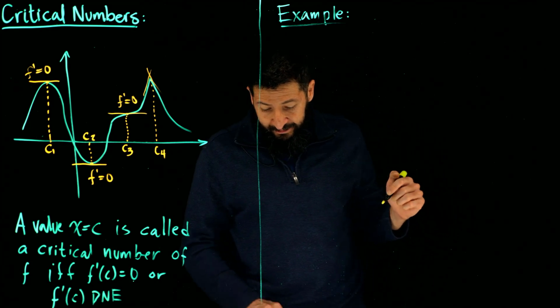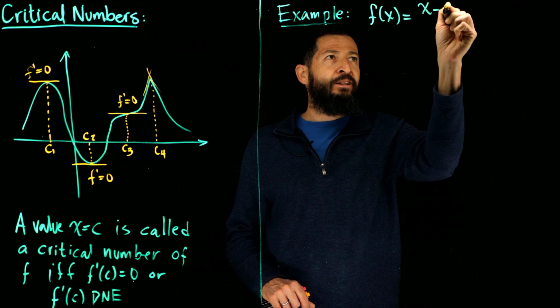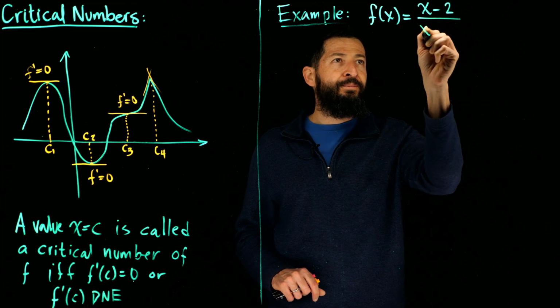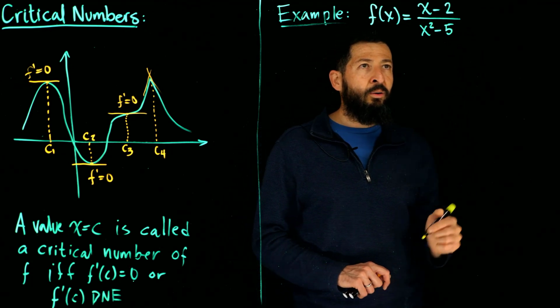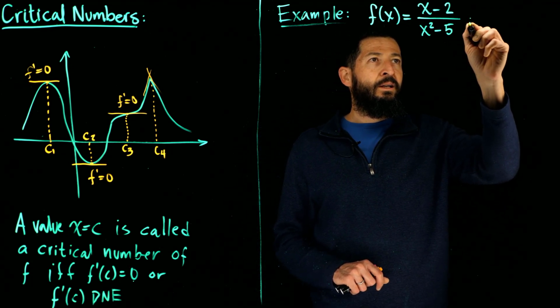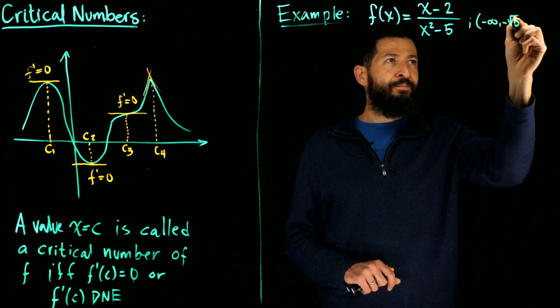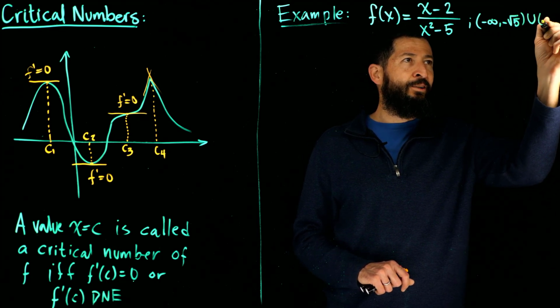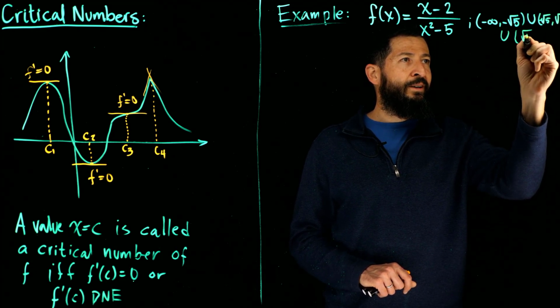All right, so let's go ahead and compute the critical numbers for the following function: x minus 2 divided by x squared minus 5. Remember, here you already have to know that the domain is going to be from negative infinity to negative square root of 5, union negative square root of 5 to square root of 5, union square root of 5 to infinity.